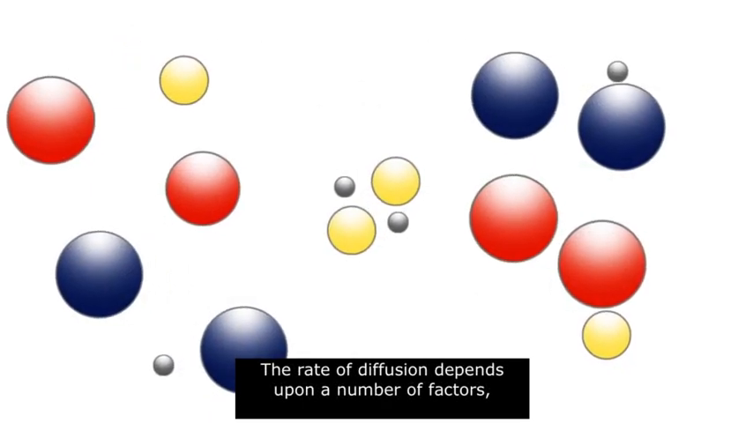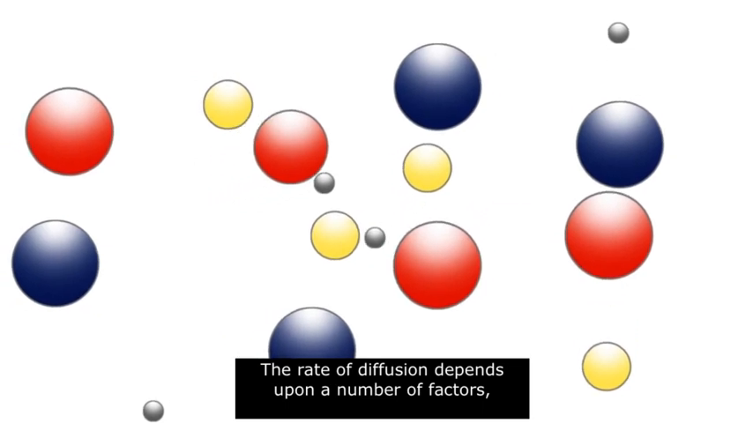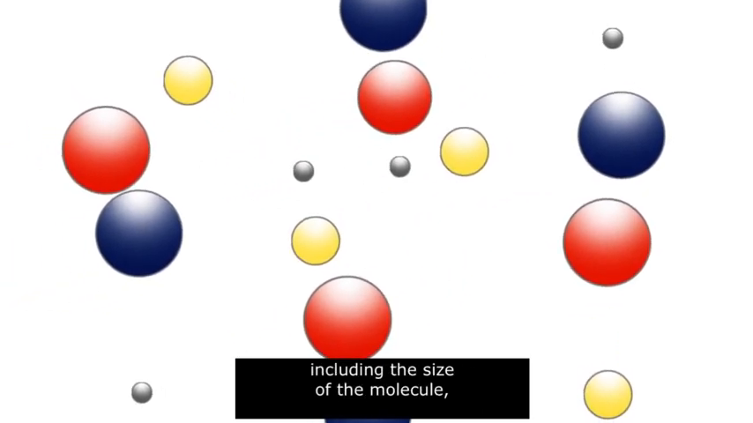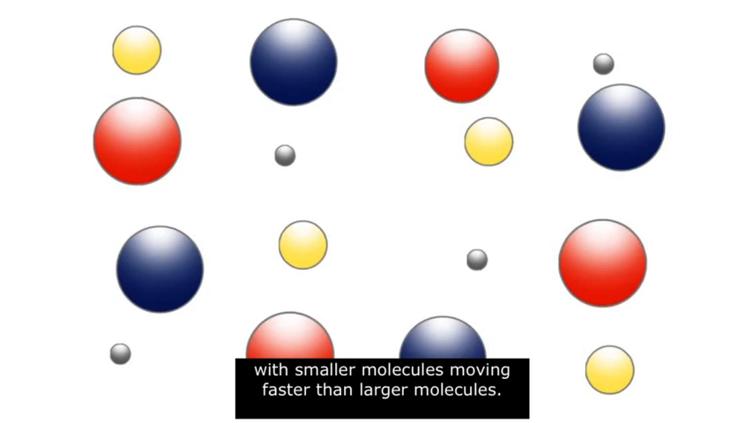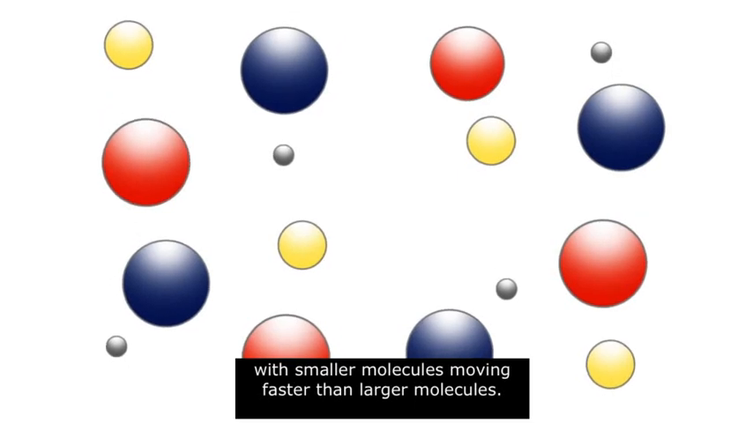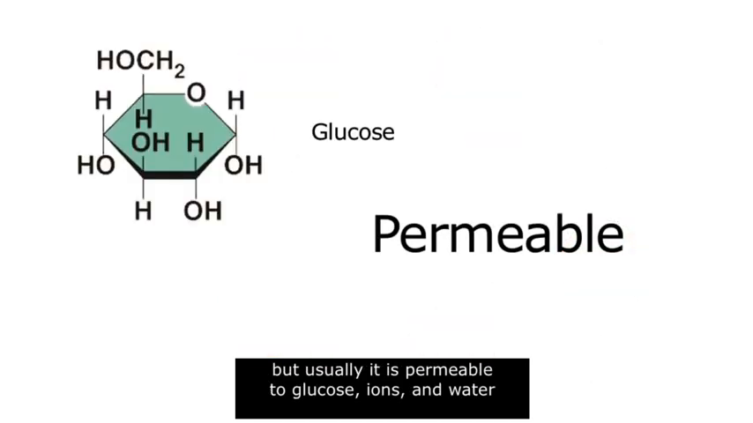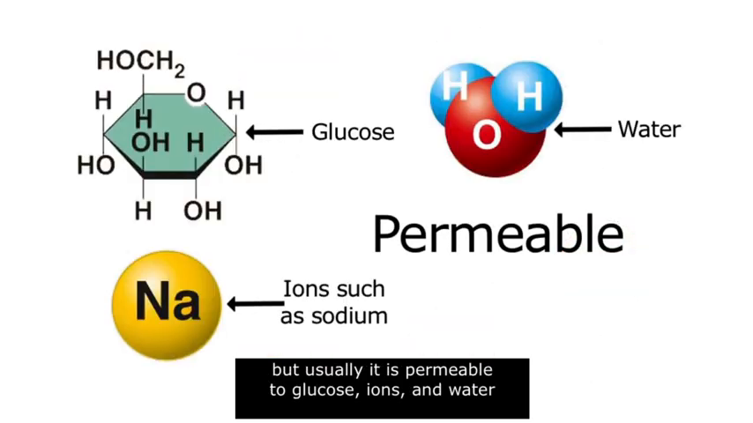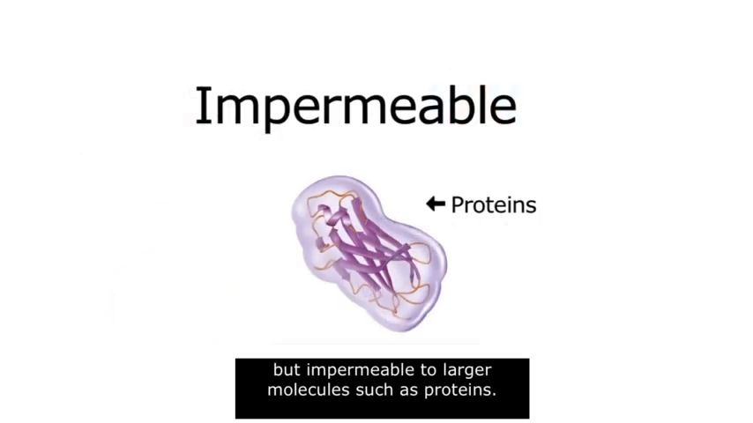The rate of diffusion depends upon a number of factors, including the size of the molecule, with smaller molecules moving faster than larger molecules. The pore size of the dialysis tubing can vary, but usually it's permeable to glucose, ions, and water, but impermeable to larger molecules such as proteins.